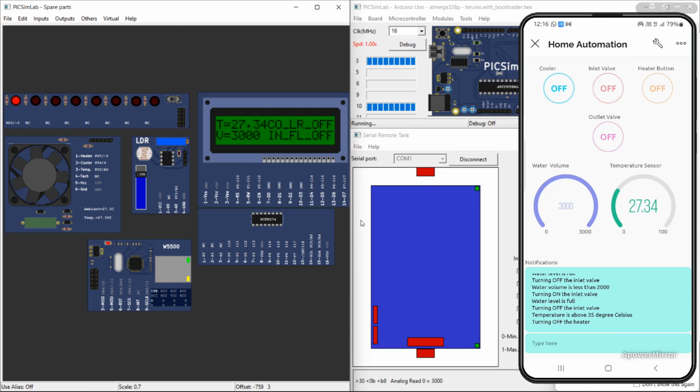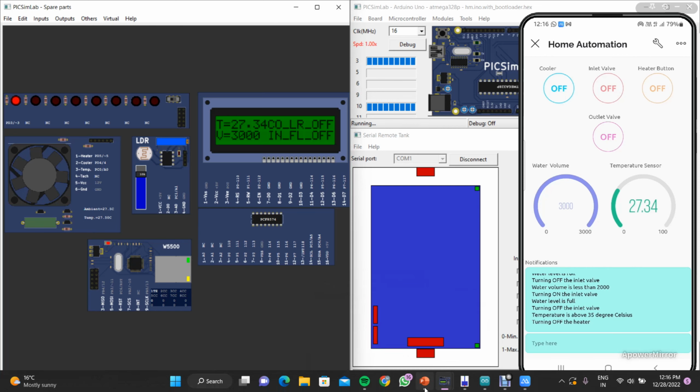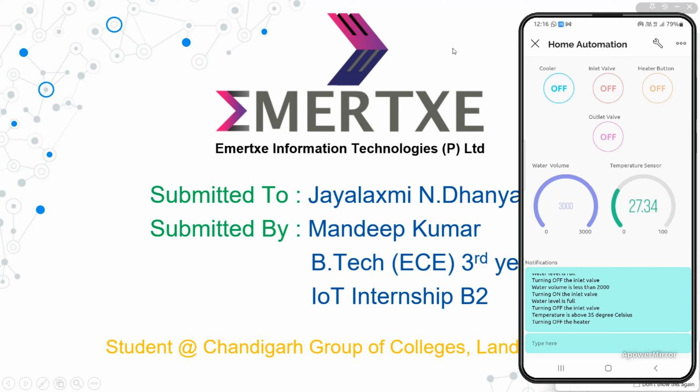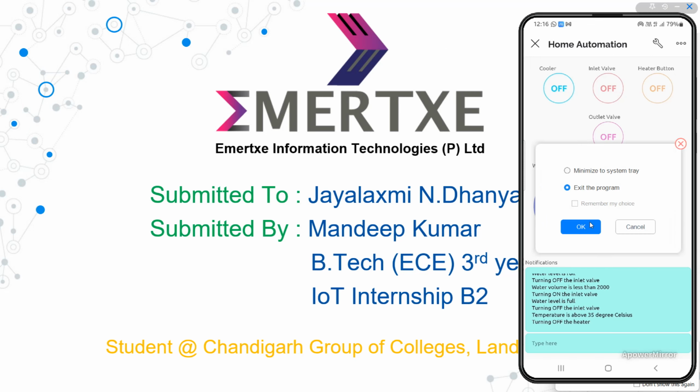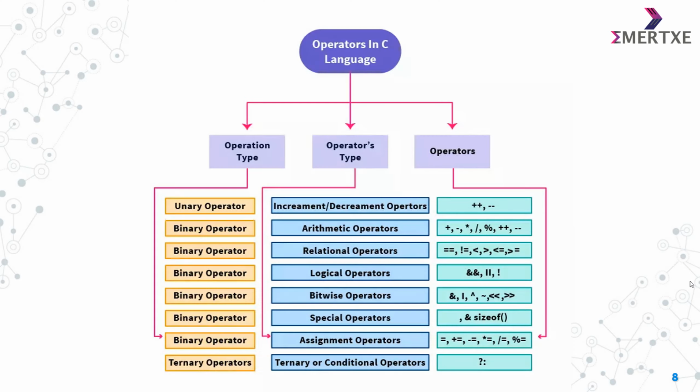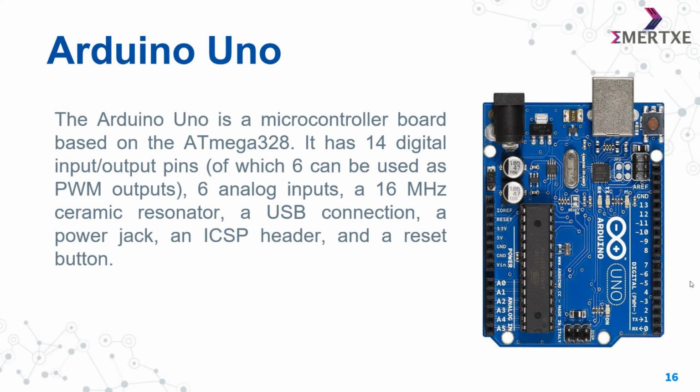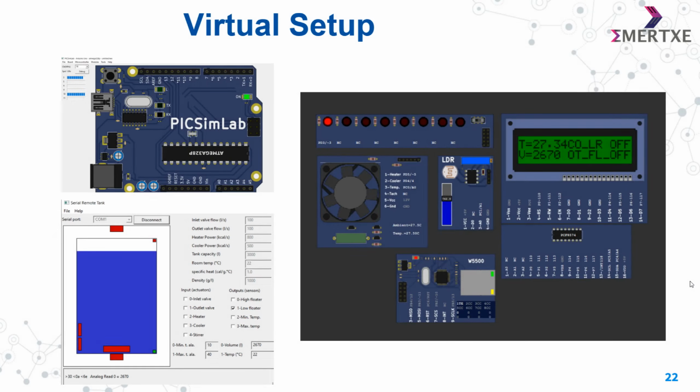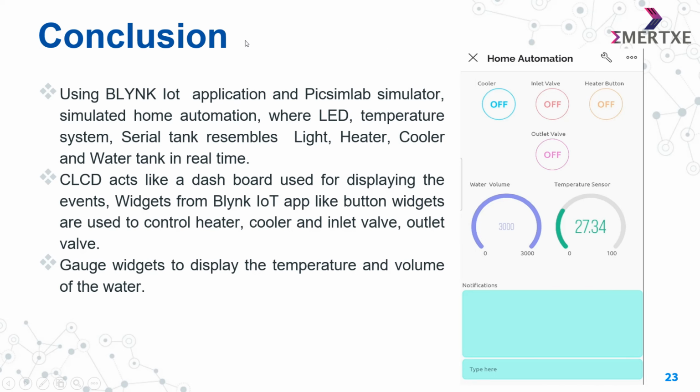Moving to our PPT slides. At last we conclude that the Blynk Cloud application and the Proteus simulator can be used for building real-time applications. From the Blynk Cloud application we can control the LED, temperature system, serial tank, heater and the cooler, and the water level can be controlled using the Blynk application.